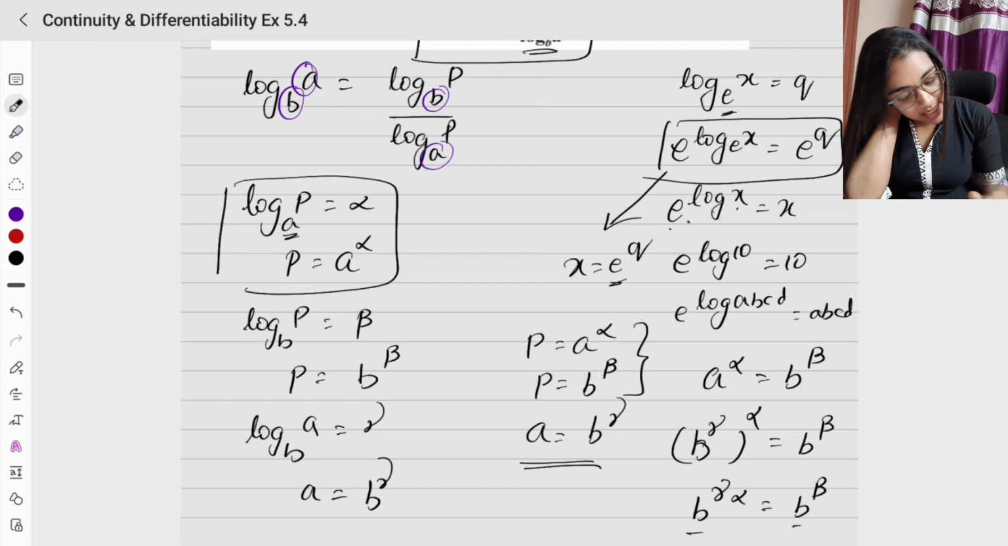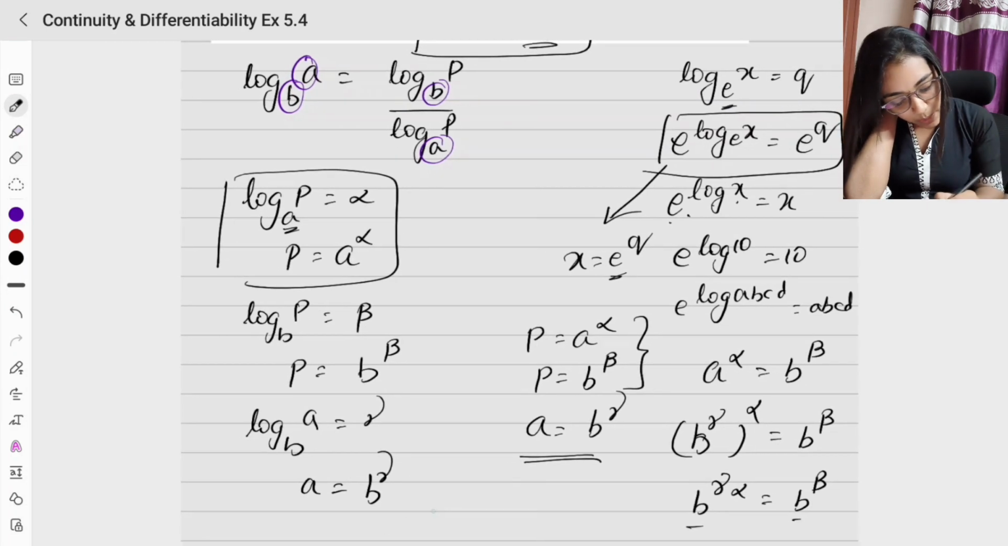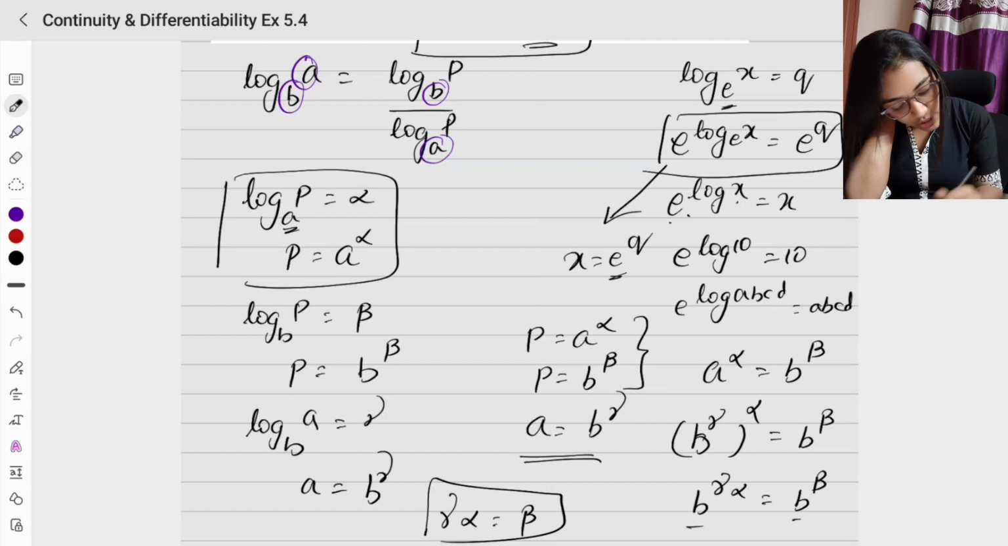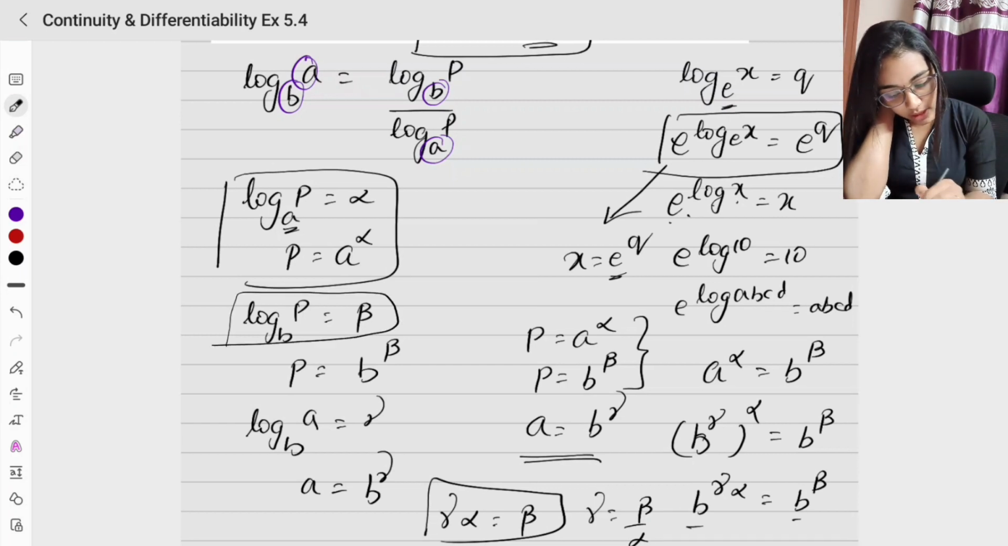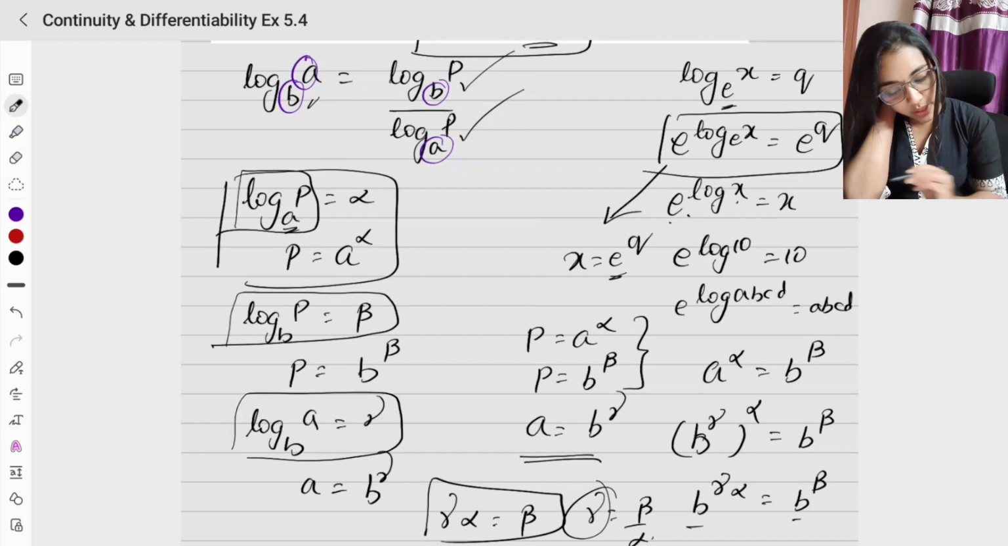Since the bases are same, the powers can be equated. So if we equate, what do we get? I'll have gamma alpha equals beta. So in the relation, we know that gamma equals beta divided by alpha. But what is my beta? You know that beta is log p to the base b. And alpha is log p to the base a. And what is my gamma? Gamma is going to be log a to the base b. It is over here. Okay, so this is the proof.